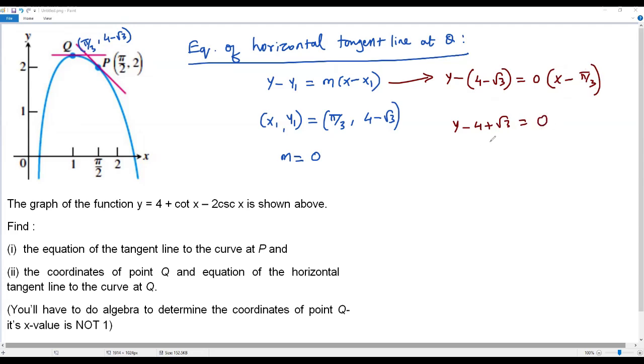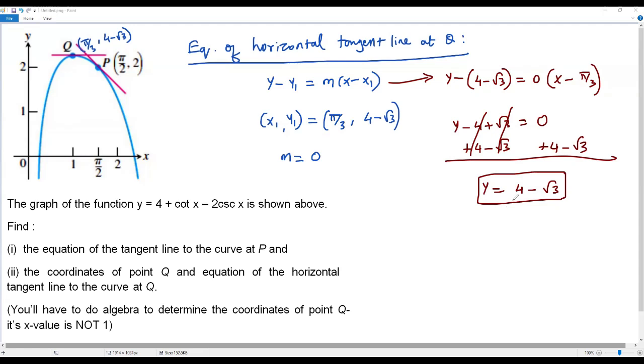Now I got the equation of the horizontal tangent line to the curve at Q. We can leave this equation as it is, or we can solve for y. For that, we add 4 to both sides and subtract square root of 3 from both sides. When I do so, the negative 4 and positive 4 cancel, and the positive square root of 3 and negative square root of 3 cancel. I'm getting y equals 4 minus square root of 3. This is the equation of the horizontal tangent line to the curve at the point Q.